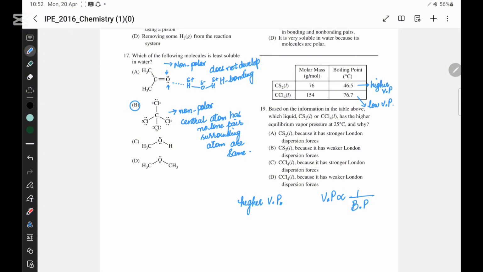Now what they are saying, if you see option B, you are going to see one thing: CS2 in liquid state, because it has weak London dispersion forces. That is why CS2 is going to have low boiling point and higher vapor pressure, because it is going to have weak force of attraction.